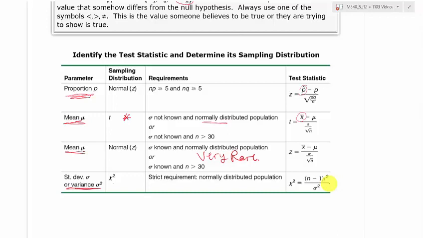So those are the 4 different test statistics that we have, and basically we'll only be using the 3 here. Oops, sorry, not that one, the t. So those 3 are the 3 that we'll generally be using.